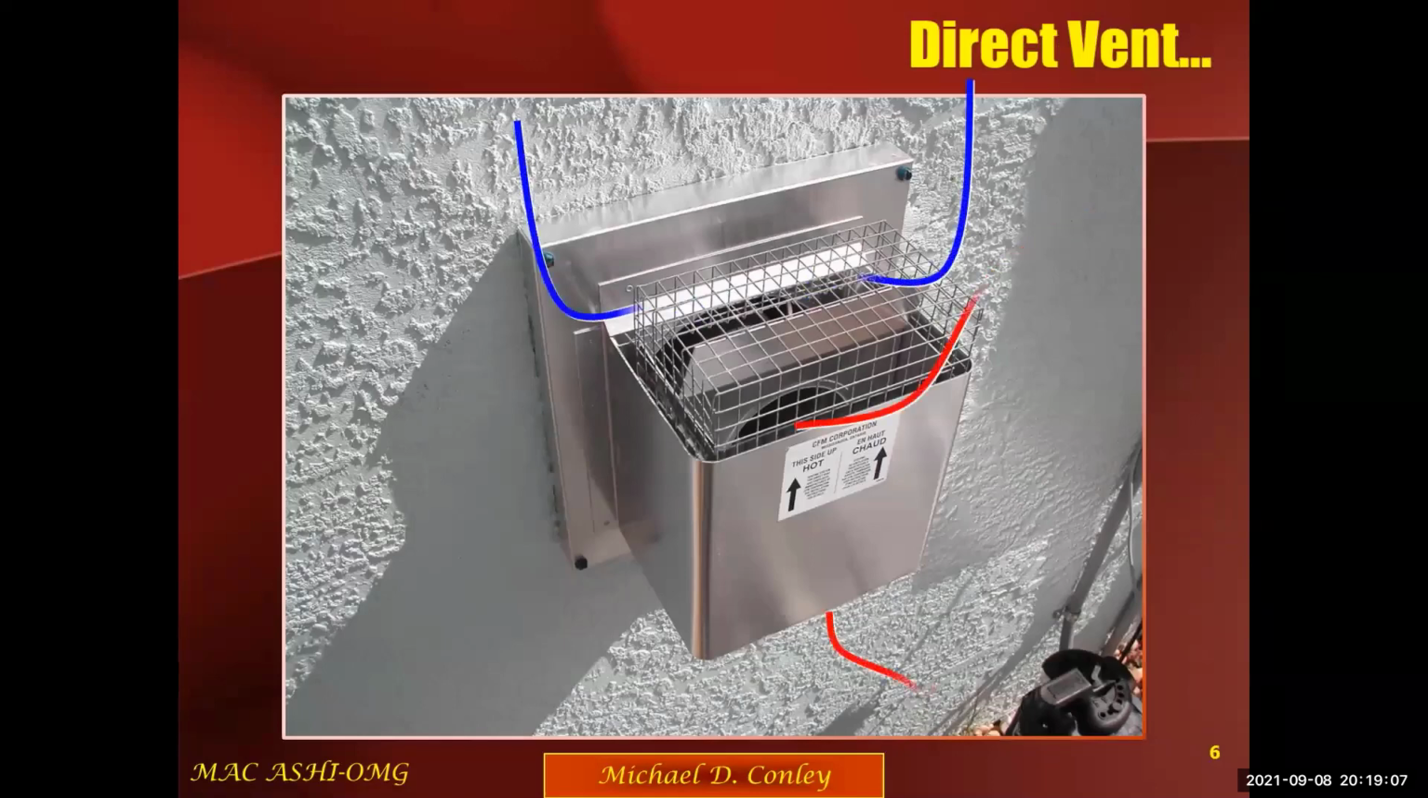The close-up: the blue arrows represent cold air, or fresh air, going in, and the red arrows represent the products of combustion coming out. This metal, by the way, gets very hot. So if you're inspecting these things, you should not make contact with them if they're being operated, because you will get burned.